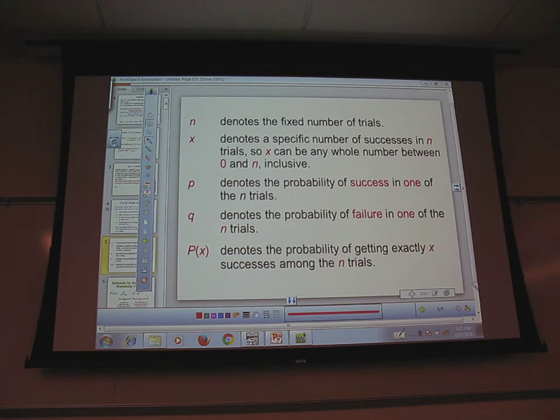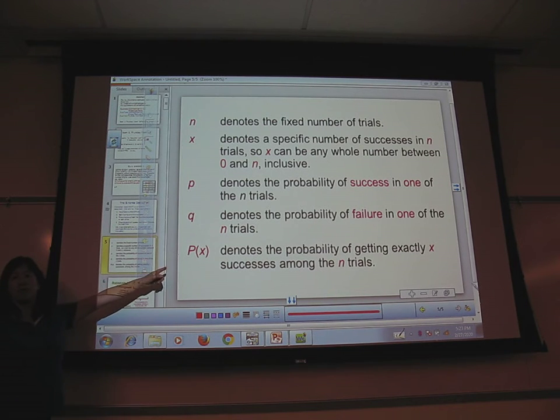n denotes the fixed number of trials. x denotes the specific number of successes in n trials. So x can be any whole number between 0 and n inclusive. Little p denotes the probability of success in one of the n trials. Little q denotes the probability of failure in one of the n trials.